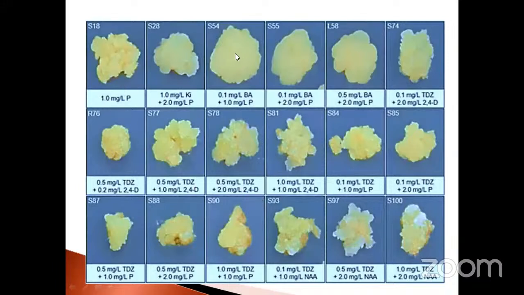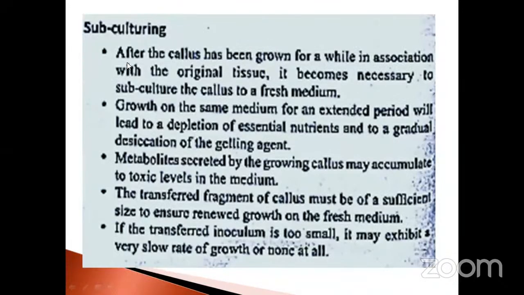See here, the mass of cells at 54 is very high, and 58 is also very high. These three, compared to this one, the last three are very high. In this category, the first two are very high, isn't it, my dear? Like this. And subculturing, which you already know a little bit, is another type of culture. After the callus has been grown for a while, it is associated with the original tissues.